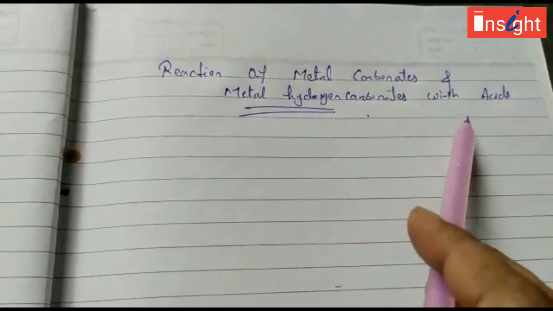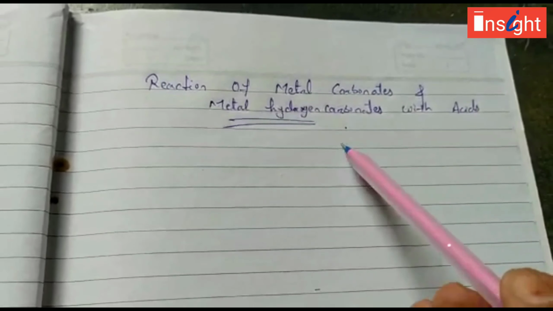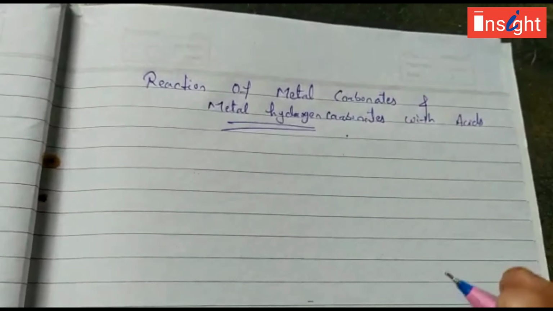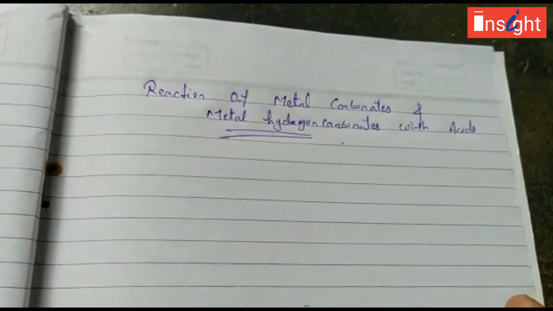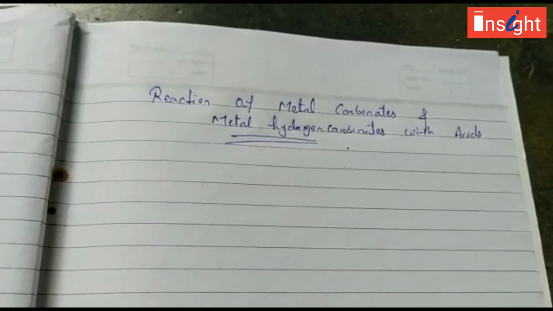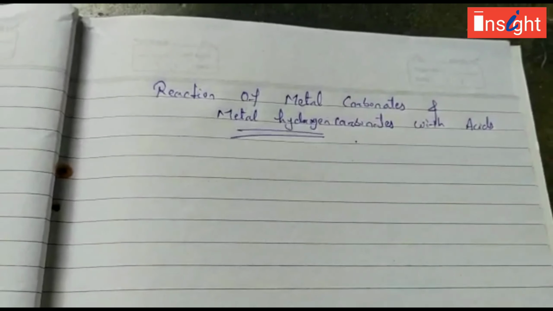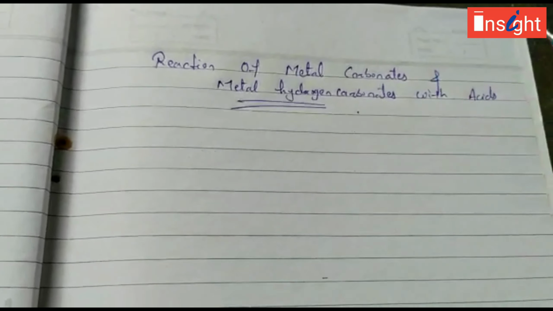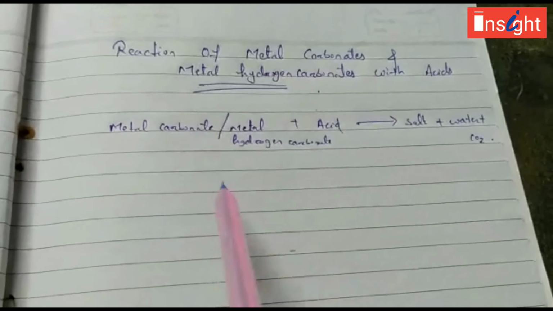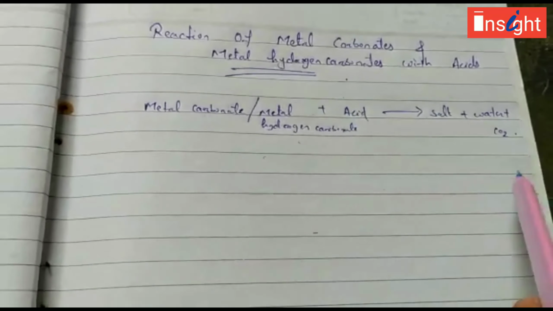Now the reaction of metal carbonates and metal hydrogen carbonates, also known as bicarbonates, with acids. When an acid reacts with metal carbonates or metal hydrogen carbonates, it gives the corresponding salt, water and carbon dioxide gas. That means carbon dioxide gas is liberated here. In a general way we can write: metal carbonate or metal hydrogen carbonate, when they react with acid, give the corresponding salt, water and carbon dioxide.